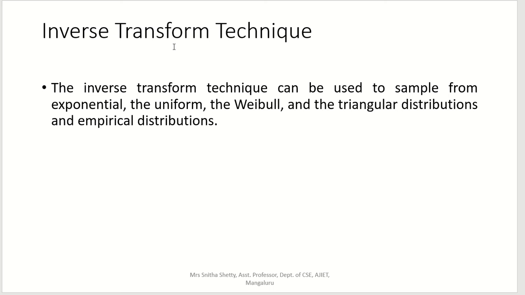Now why is the name inverse? Because in random number generation, we used to generate r1 from x1, and r2 from x2. Here it is reversed, right? Inverse. From r1 you are going to generate x1, from r2 you are going to generate x2. So the name is inverse transform technique. Let's begin with the first distribution, the exponential distribution. We are applying the inverse transform technique to the exponential distribution.